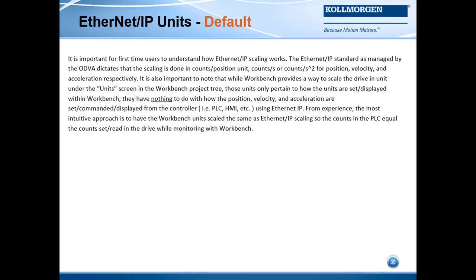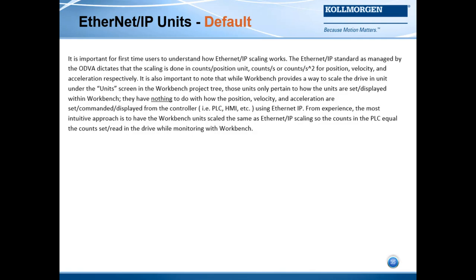Ethernet IP units default. It is important for first time users to understand how Ethernet IP scaling works. The Ethernet IP standard, as set by the ODVA, dictates that the scaling is done in counts for position units, counts per second, or counts per second squared for position, velocity, and acceleration respectively.